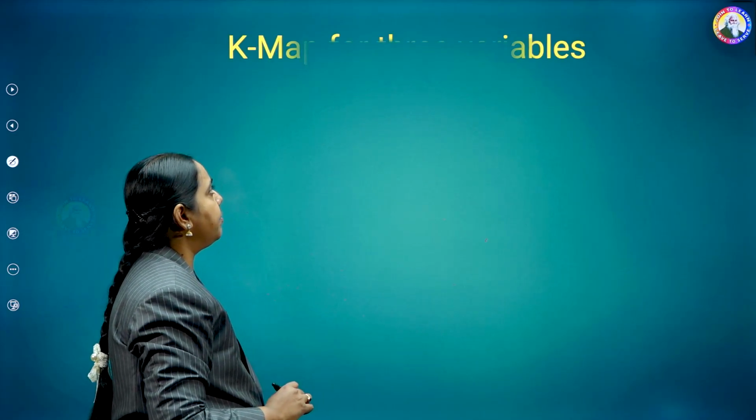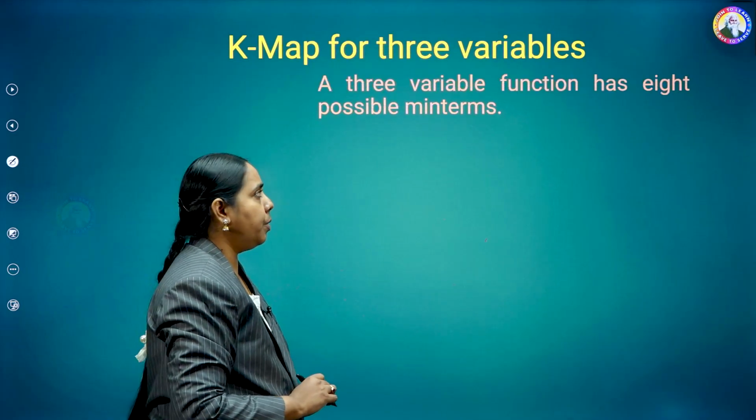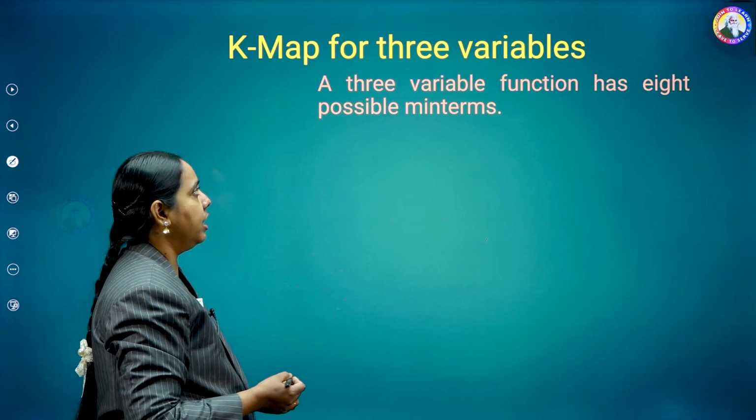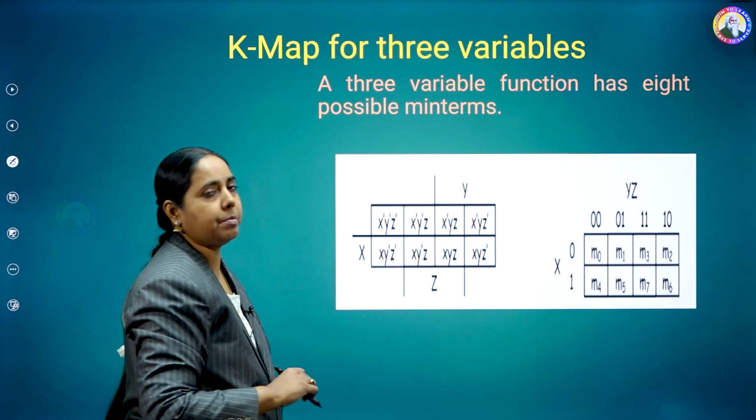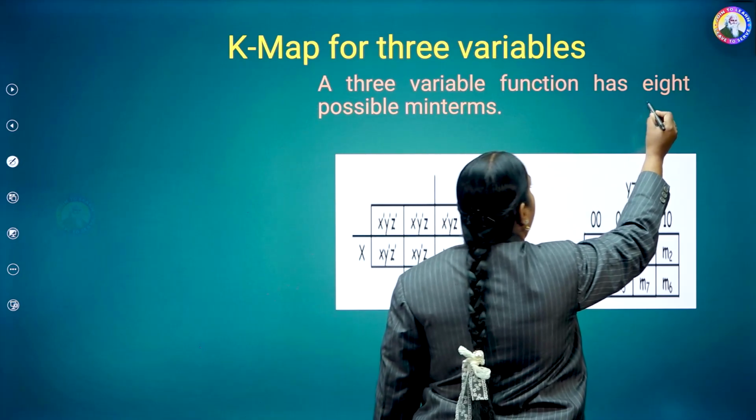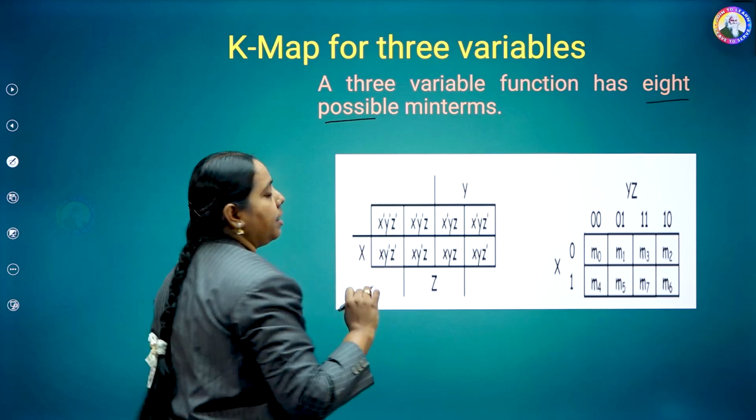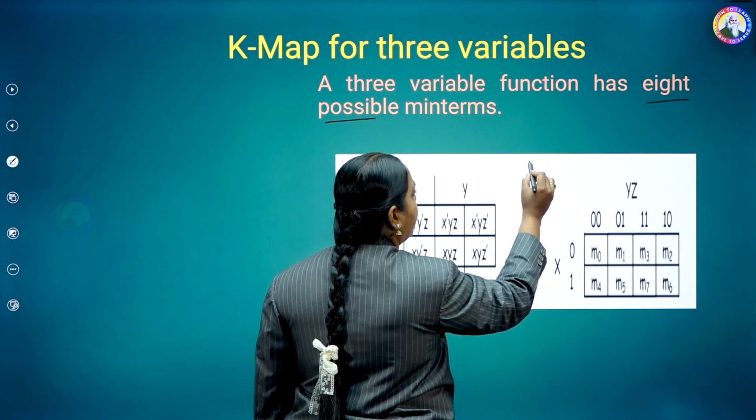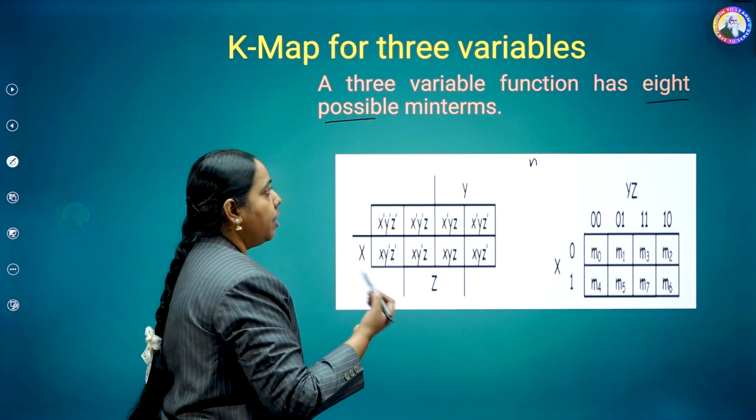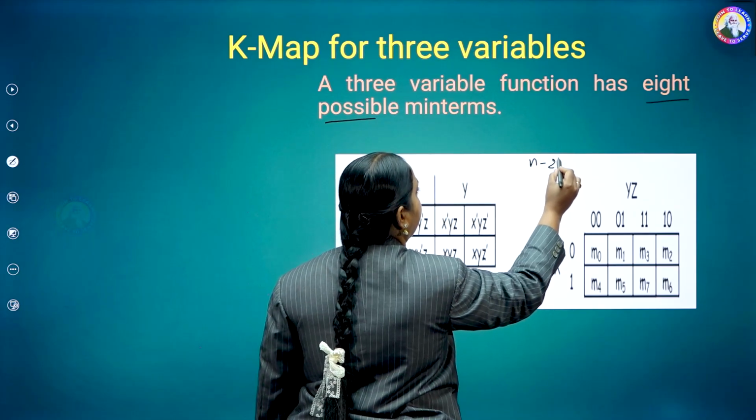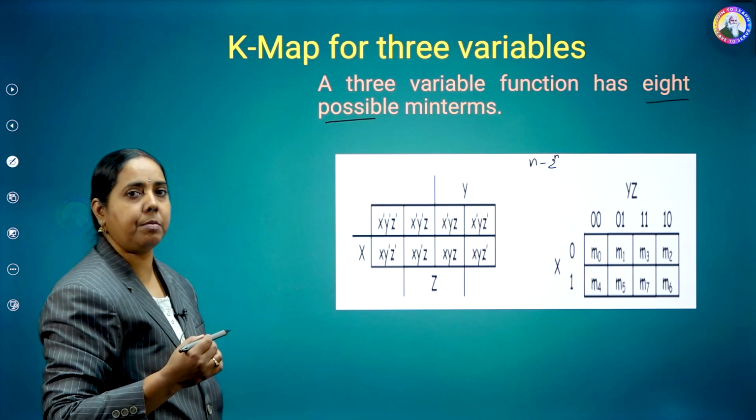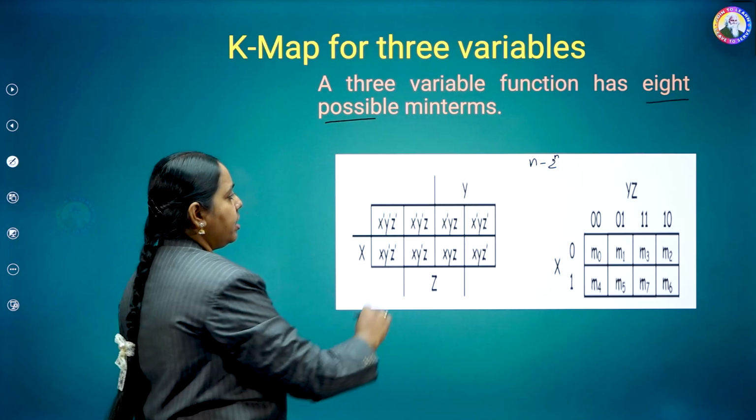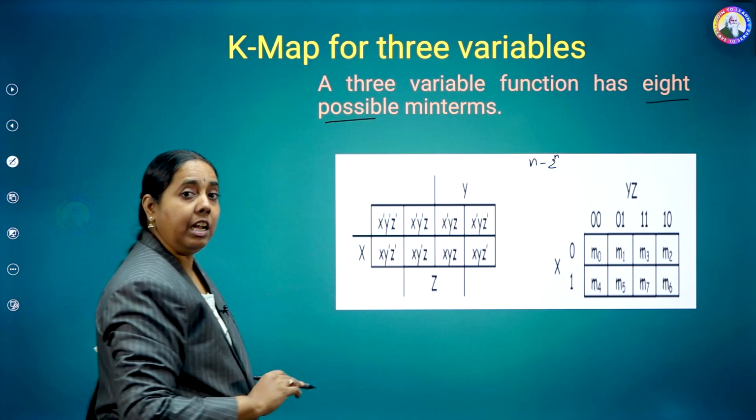Next is the K-map for 3 variables. In 2 variables we had seen we will be having 4 possible minterms. In this 3 variable function we will be having 8 possible minterms. So always you should remember that if the number of variables is n, the number of possible combinations is 2 power n. So this is the representation of your 3 variable K-map.